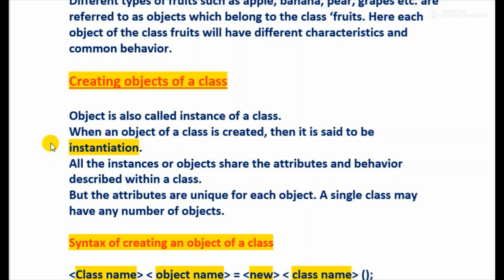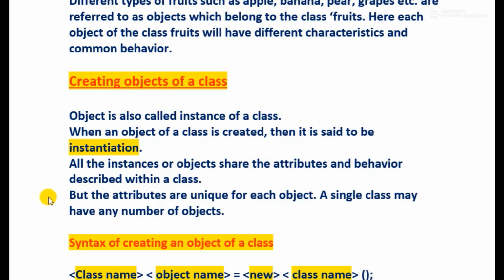The second point is that when an object of a class is created, it is called instantiation. This is the term: instantiation. Whenever we create any object of any class, that process is called instantiation. Next, all the instances or objects share the attributes and behavior described within a class. Whatever we declare inside the class will be used by the object of that class.